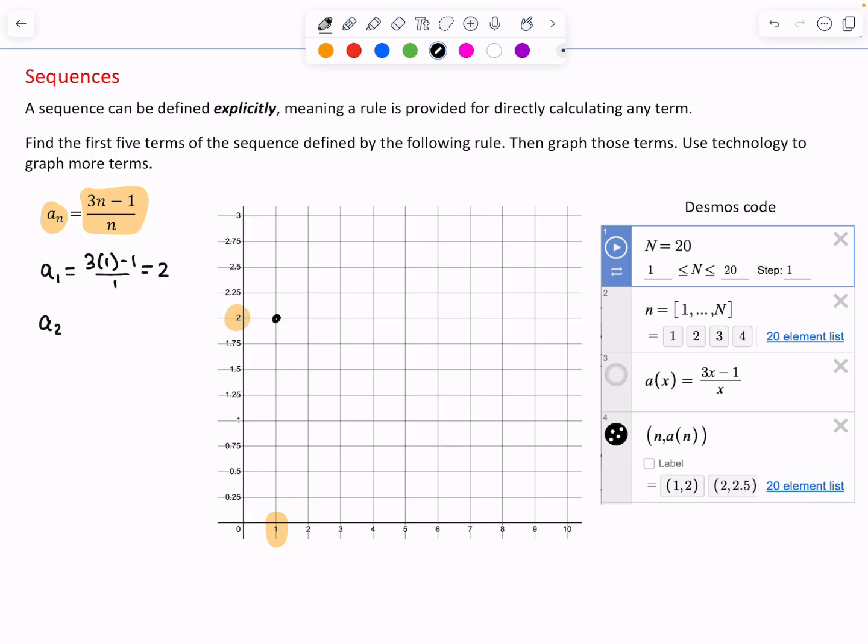The second term of the sequence can be calculated from the explicit formula, change the n's to 2. So 2 times 3 is 6, minus 1 is 5, and then divide by 2, and we get 2.5. So the second term of the sequence has an output of 2.5.